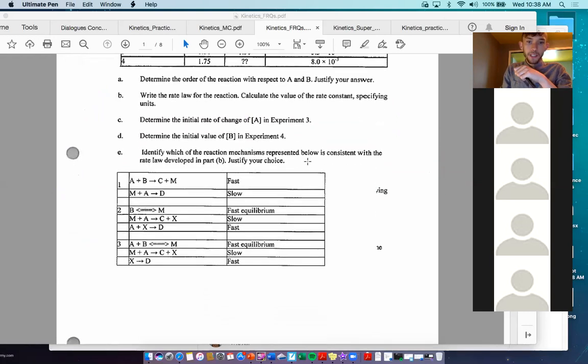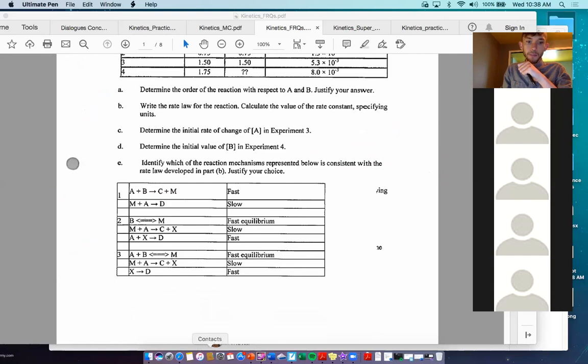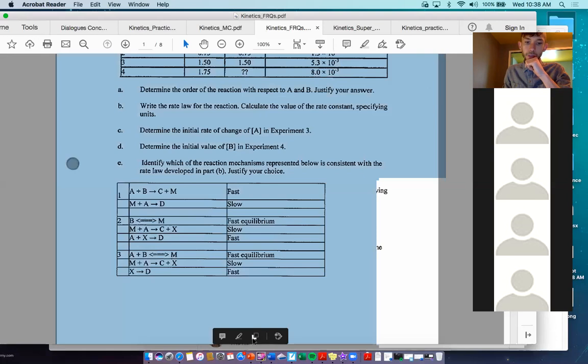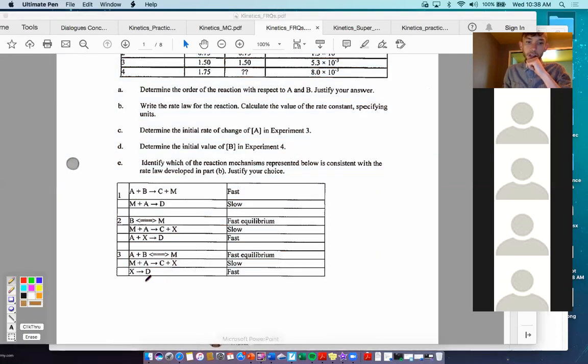Which reaction mechanism is consistent with the rate law that we developed in part B? Well, in part B, we used the method of initial rates to determine that the rate was first order with respect to both of them. Just like that. So I am looking for a reaction mechanism that would have a rate determining step that matches this.